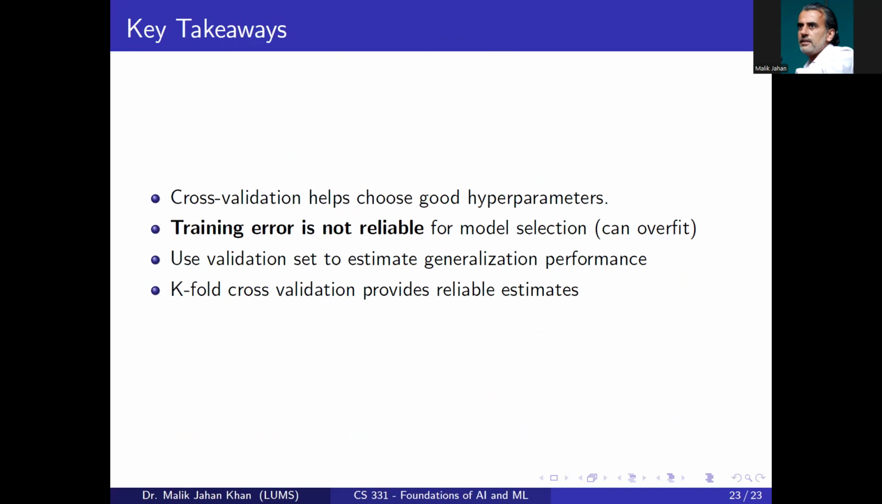So in this session, what we have learned is that cross-validation helps choose good hyperparameters, and choosing good hyperparameters is extremely important to build robust models. Training error alone is not reliable and can result in overfitting. So we use a validation set to estimate generalization performance. In other words, when we say generalization performance, we are talking about the performance on unseen data, because our S dev simulates the unseen data. K-fold cross-validation provides reliable estimates, and leave one out cross-validation is a special case of K-fold cross-validation.